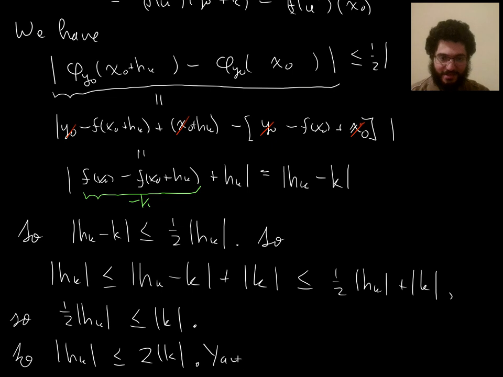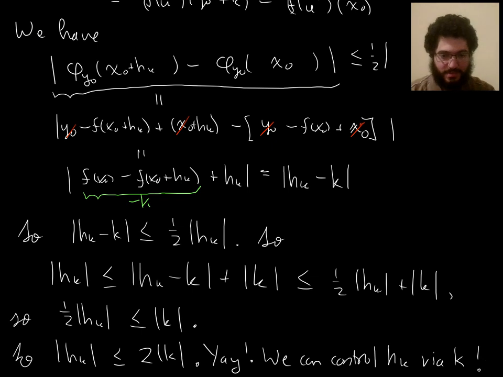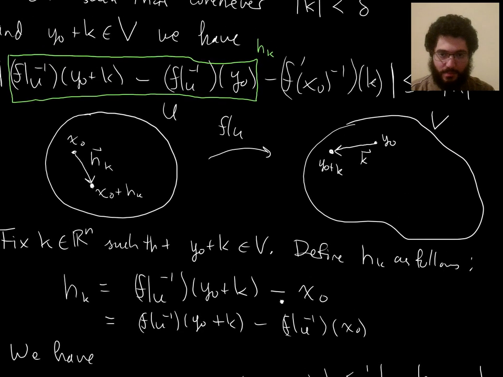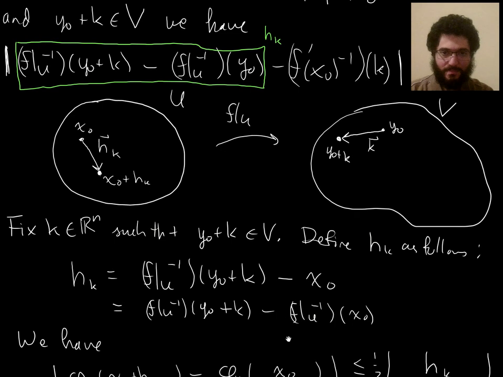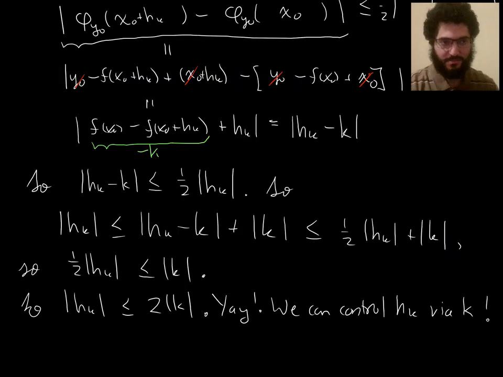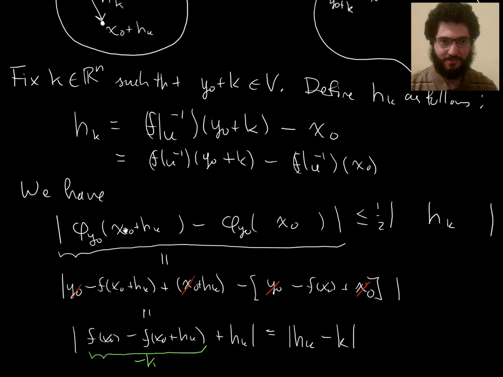Okay, that is awesome. So now we can control h_k by controlling k. Okay, so that's really good. Again, that's because controlling h_k, making h_k small, gives us the ability to use the differentiability of f at x0. So now we can make h_k small by making k small. Okay, so now I want to end this fixing k. Stop fixing k now. So forget about k, the k that we fixed.